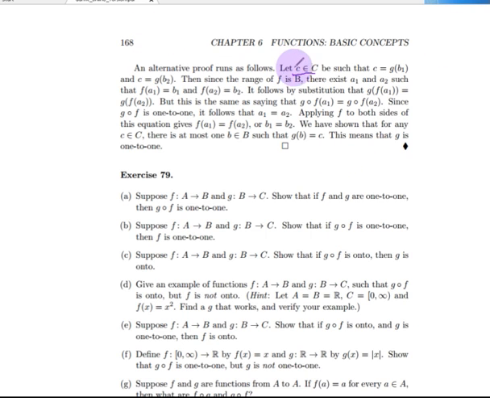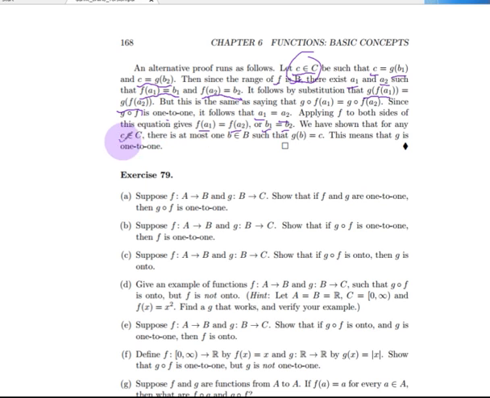Okay. So let big C be such that C is equal to G of B1 and C is equal to G of B2. Then since the range of f is B, there exist A1 and A2 such that f of A1 is equal to B1 and f of A2 is equal to B2. So that's just what I showed in the picture. It follows by substitution that G of f of A1 is equal to G of f of A2. But this is the same as saying that G composed f of A1 equals G composed f of A2. Since G composed f is 1-to-1, it follows that A1 is equal to A2. Applying f to both sides gives f of A1 equals f of A2, or B1 equals B2.